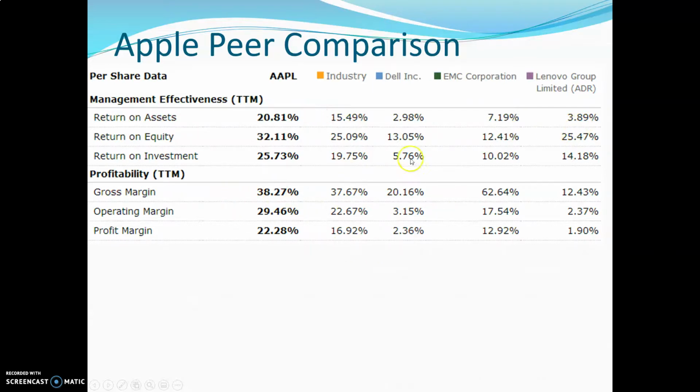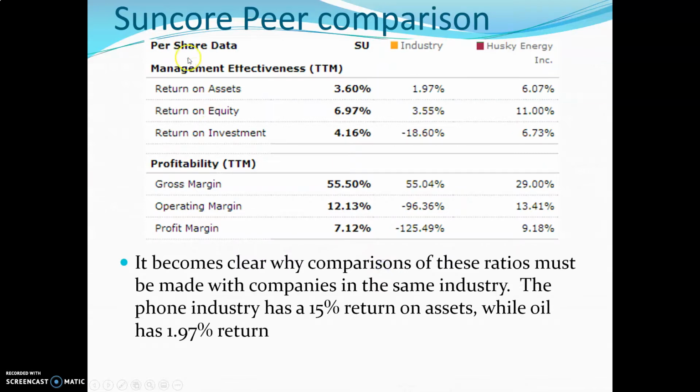Profitability, it also calculates a whole bunch of other averages, for example, the gross profit margins, operating margins. So it can tell you a little bit about the efficiency of a company as well. So here's a pure comparison for Suncor. Here, this is another pure analysis.